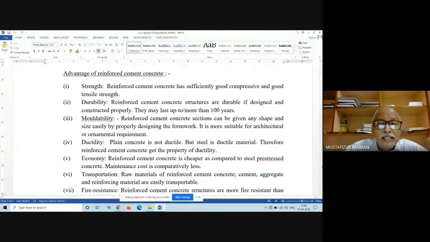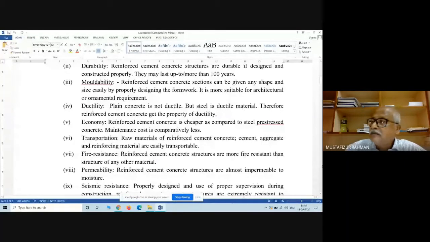Now the question is whether concrete is ductile or brittle. So this is another disadvantage. Concrete is not ductile. Concrete is brittle. But due to the use of reinforcing steel, a reinforcing element, we can recover the ductility. We can minimize or reduce the brittleness.